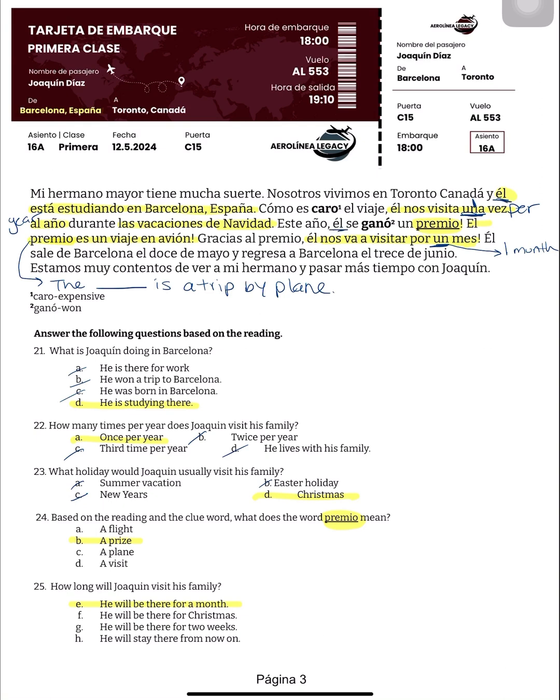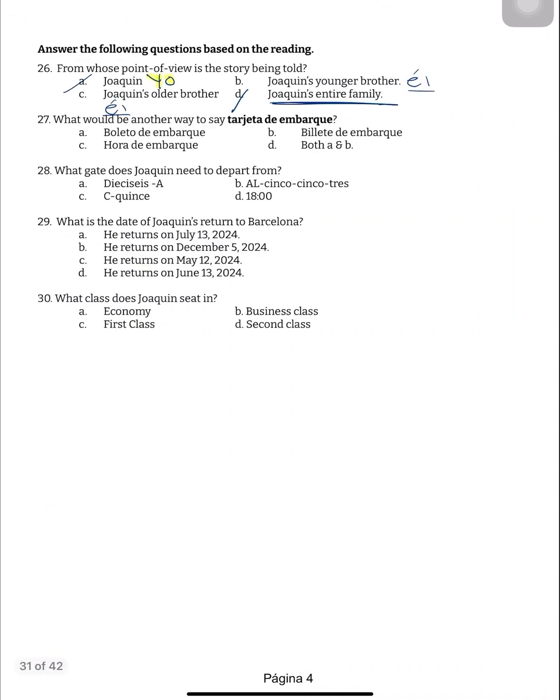And then you get to the main sentence here. Mi hermano mayor tiene mucha suerte. So here we're talking about my older brother is very lucky. And he continues on with his story. So if Joaquin is his older brother, then the point of view is going to be from his younger brother.